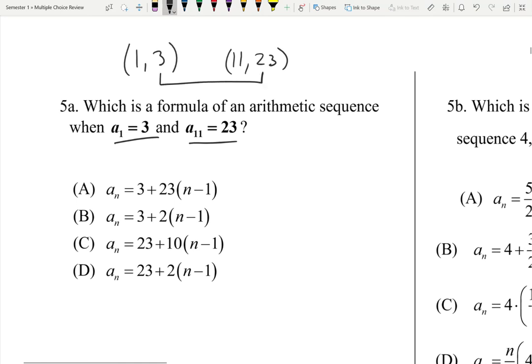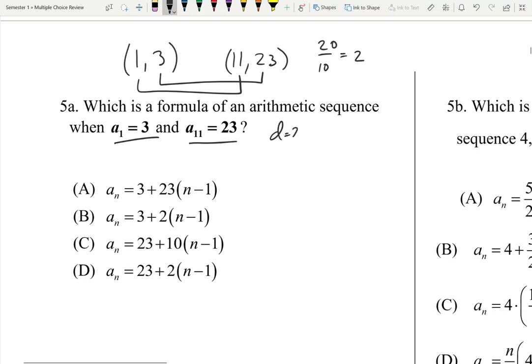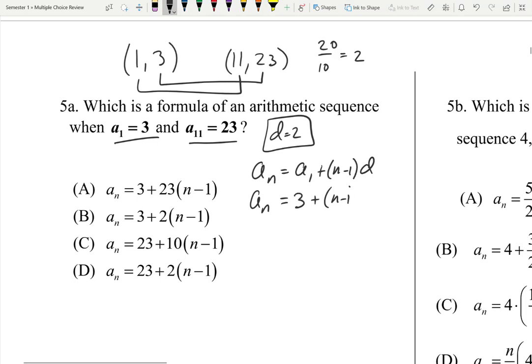So from 3 to go to 23, we're going up 20, and from 1 to go to 11, we're going up 10, so our slope is 2. So that means that our common difference is 2. So what would we need to do? We'd need to set up our equation. So a sub n equals a sub 1 plus the quantity n minus 1 times d. And we'll just substitute in our information. So a sub n equals the first term we said was 3 plus the quantity n minus 1 times 2. And that looks like b to me.